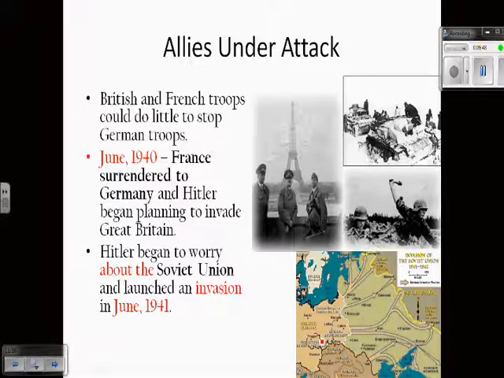hold out long, right? And then June 1941, Hitler is actually going to break the non-aggression pact, and he is going to turn and invade the Soviet Union.